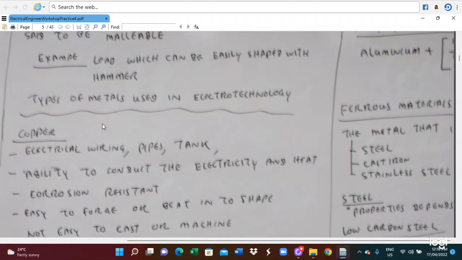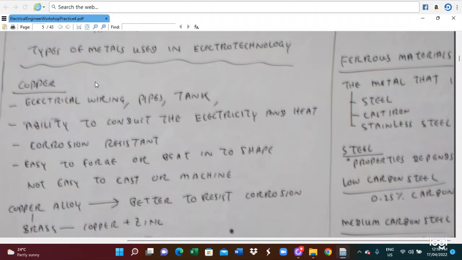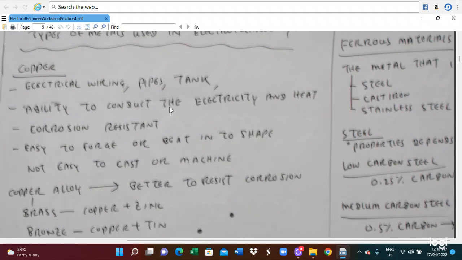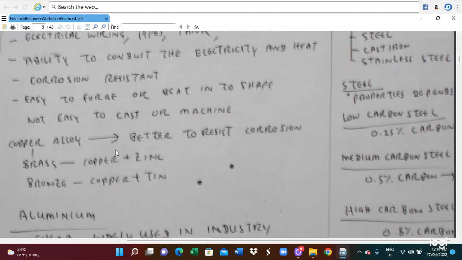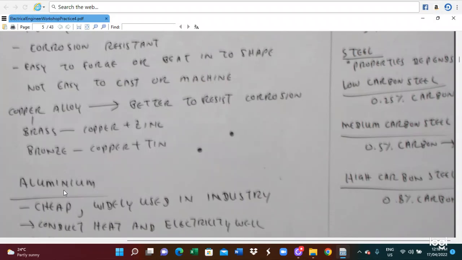The type of metal used in electrical technology is copper. Copper is used for electrical wiring, pipes and tanks. It has the ability to conduct electricity and heat, and also has corrosion resistance, is easy to forge or shape, and is not easy to cast or machine. Copper alloys resist corrosion better, especially brass, which is a copper and zinc combination, and bronze, which is a mixture of copper and tin.